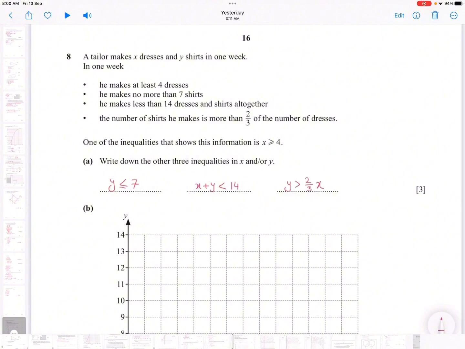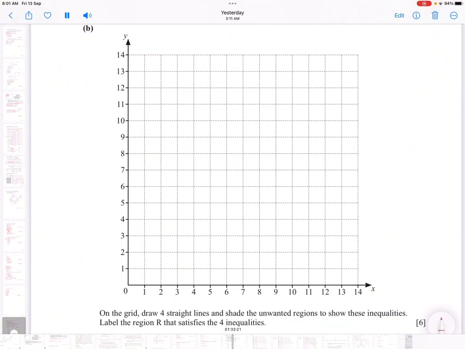Now we have to draw these inequalities on the grid. He says on the grid draw 4 straight lines and shade unwanted region to show these inequalities. Label the region R that satisfies 4 inequalities.